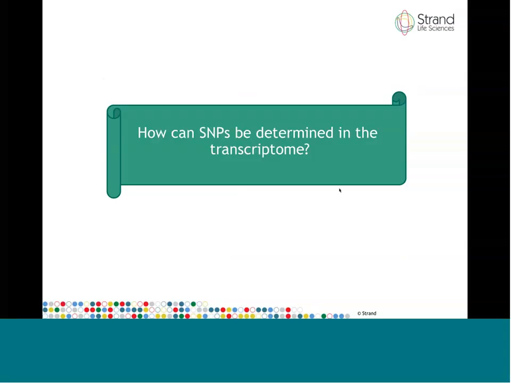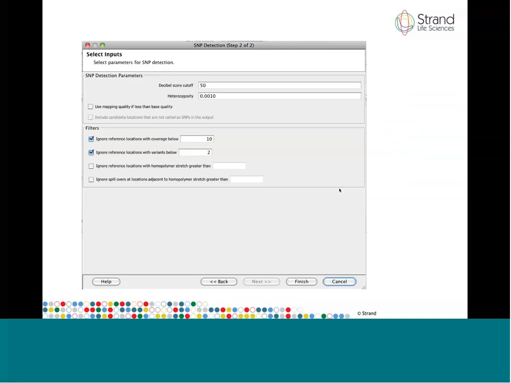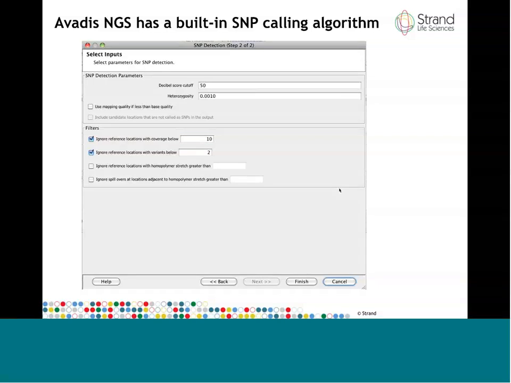So now that you've got lists of differentially expressed genes, lists of differentially spliced genes, let's move focus to variants. How do you determine variants in the transcriptome? In particular, SNPs, small insertions and deletions in the transcriptome. So Avadis NGS has a built-in SNP calling algorithm that's based on the MAQ algorithm, and this is the input dialog for that. It allows you to specify a minimum certificate that you need in terms of number of reads overlapping a particular position.